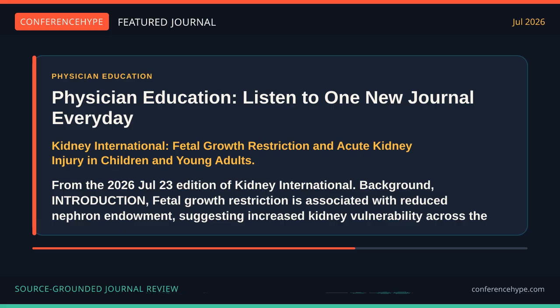Discussion: being born small for gestational age was associated with an increased risk of AKI from infancy to early adulthood, particularly among individuals with major birth defects.